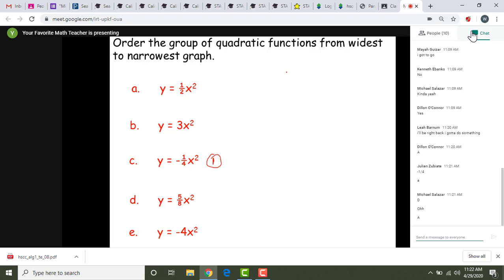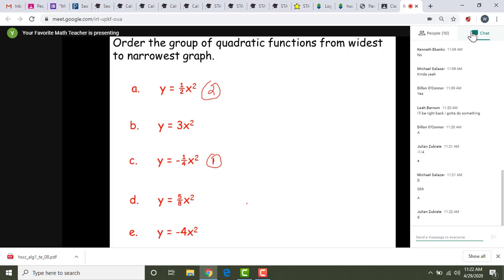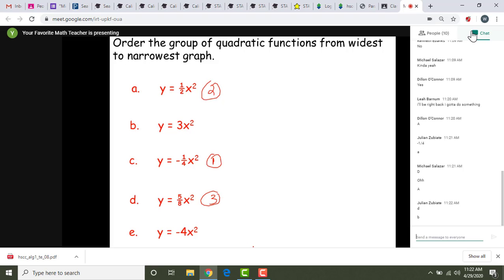Which one would be number 2? A. Perfect. Thank you, Michael. So A is the next one. Which one comes after that one? I saw you had it, Julian, because you had the 2 different letters. Sorry. Yep, that's number 3. And then which one? You got it. So then this one's number 4, and the last one, this one has to be number 5.